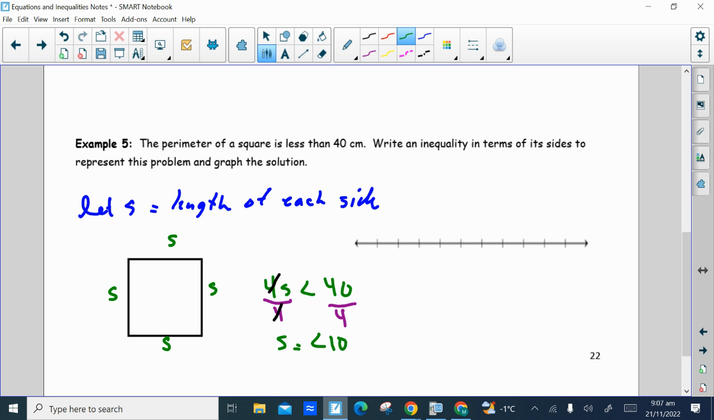So for our number line, we're going to have 10 in the middle. As we go to the right, we get larger. As we go to the left, we get smaller. And S is less than 10, which means we'd have an open dot on 10 and a line going off to the left. So that's what that looks like.